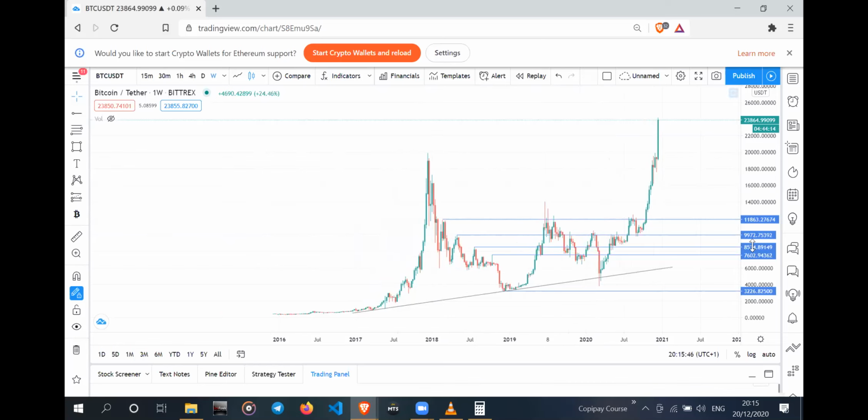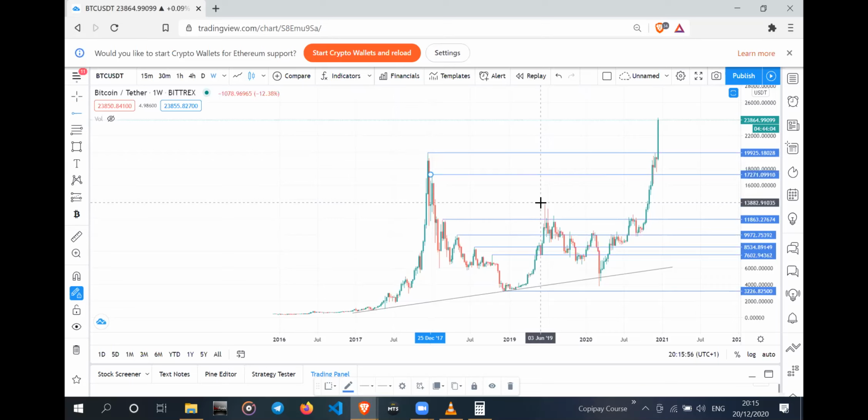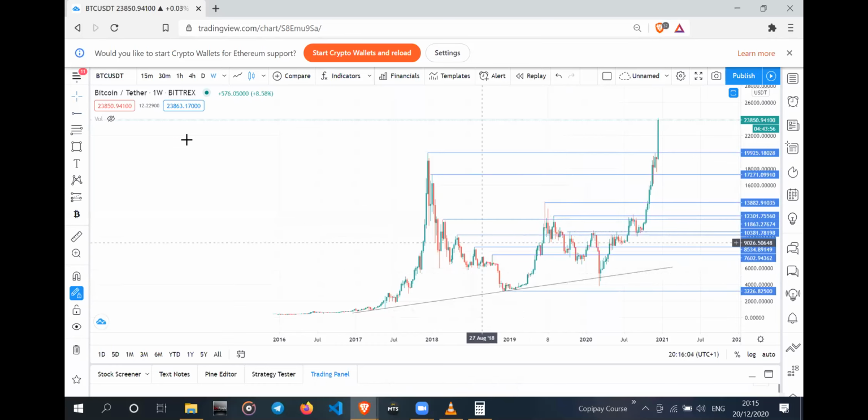So let's see. Tops. Where are the tops we have? This is a top. Yes. This over here, reasonable. This as well. We have this as a top. We have this as a top. Where else? So let's just use these for now.